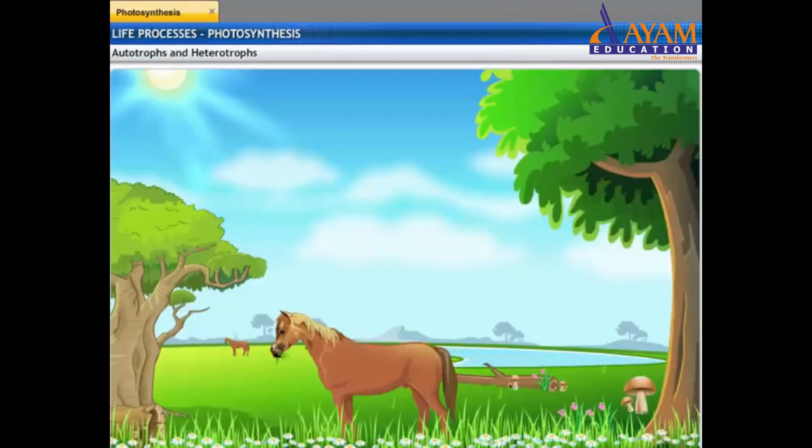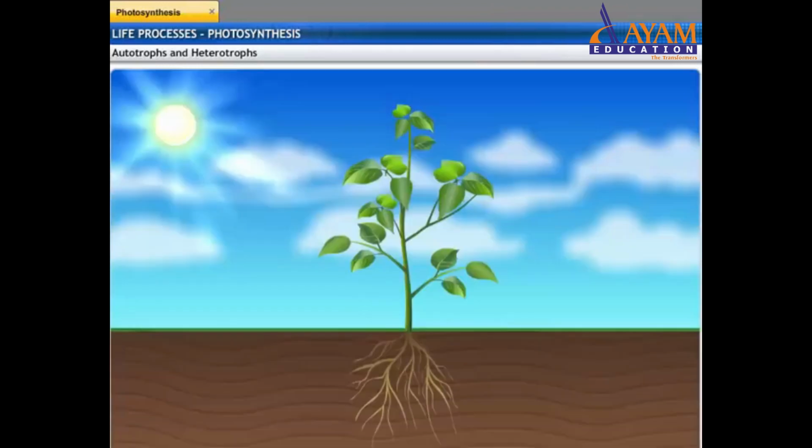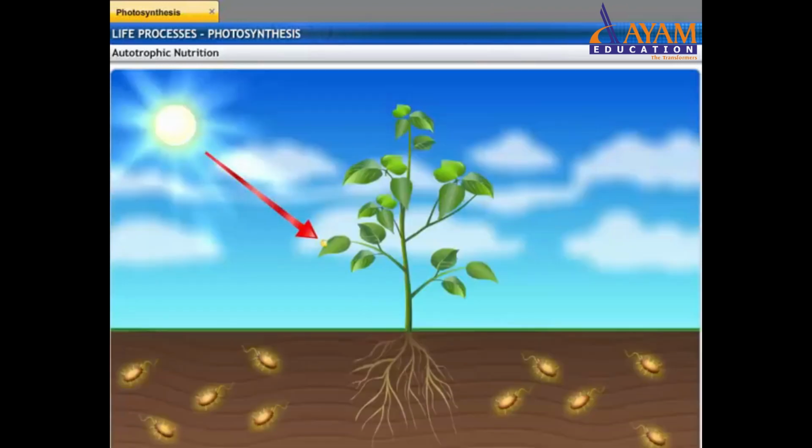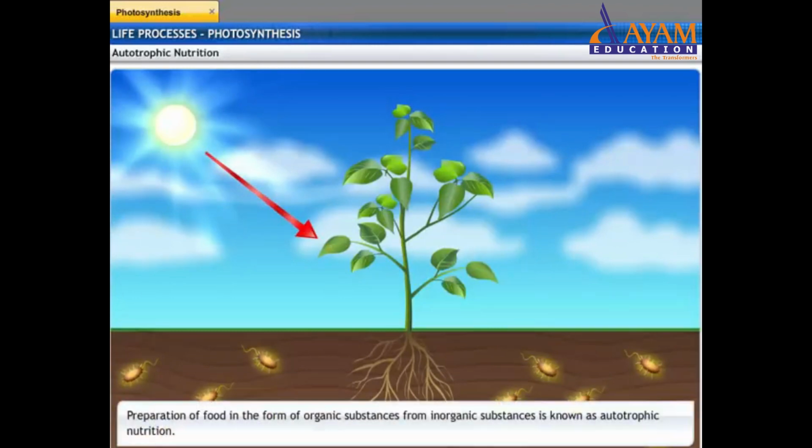The nutritional processes of living organisms are decided by how complex the organisms are. Plants and a few bacteria use inorganic substances to prepare their food in the form of organic compounds. So they are called autotrophs. The process of nutrition in autotrophs is known as Autotrophic Nutrition.